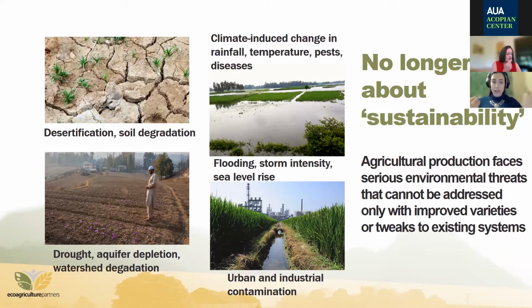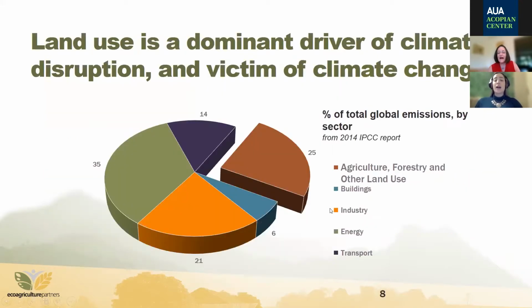So if you'll go to the next slide, indeed, land use and agriculture are now a dominant driver of climate change, climate destruction, as well as being a victim of climate change. Right now, more than 25% of all the greenhouse gas emissions come from agriculture, and that share is increasing as the energy sector and transport are actually becoming more climate friendly.